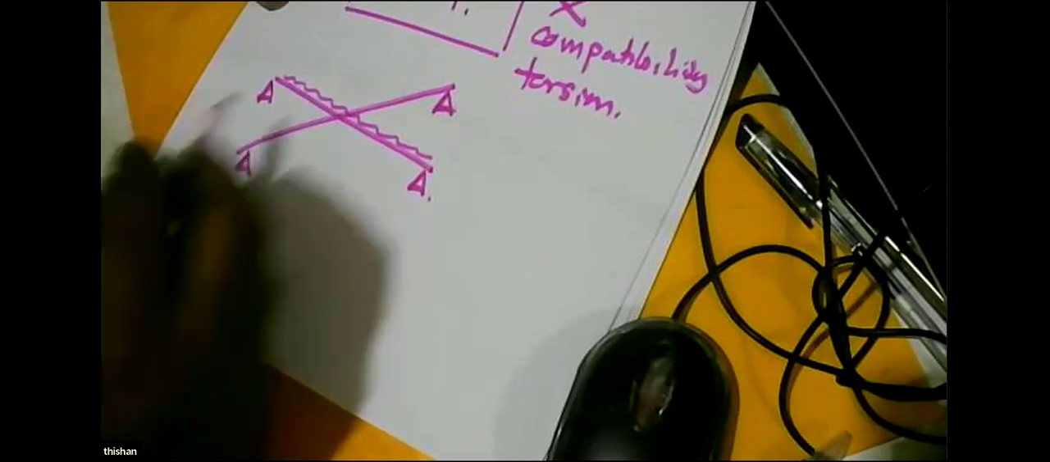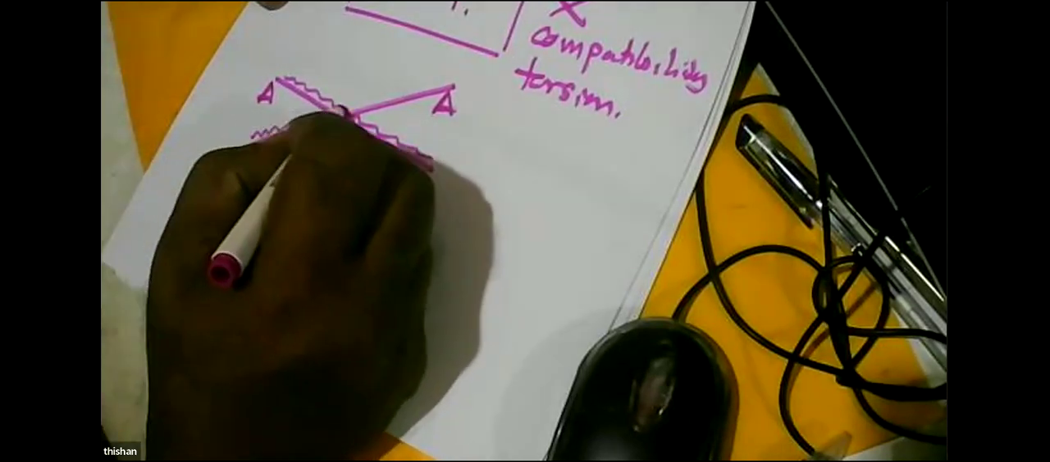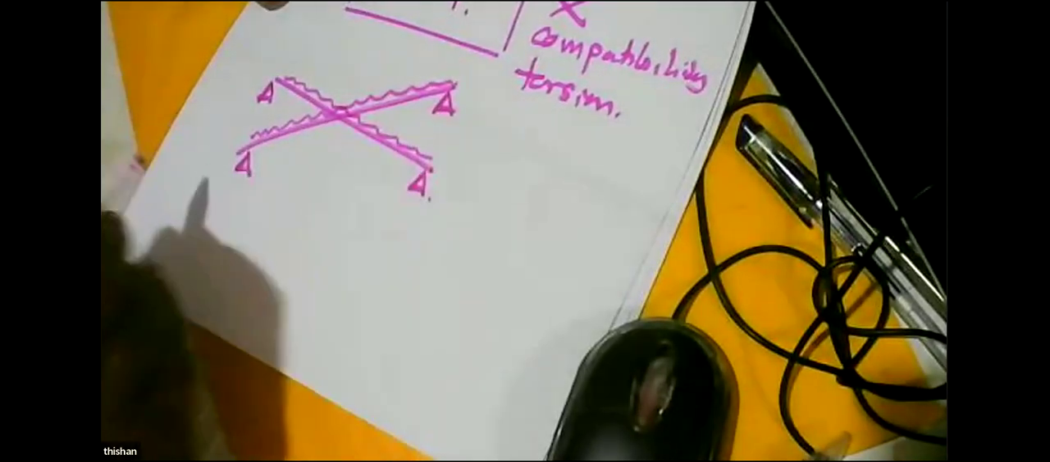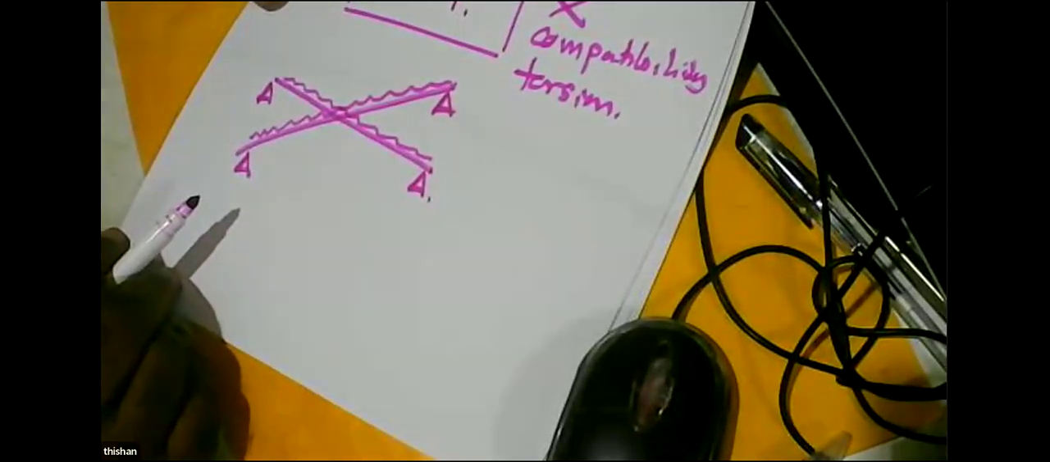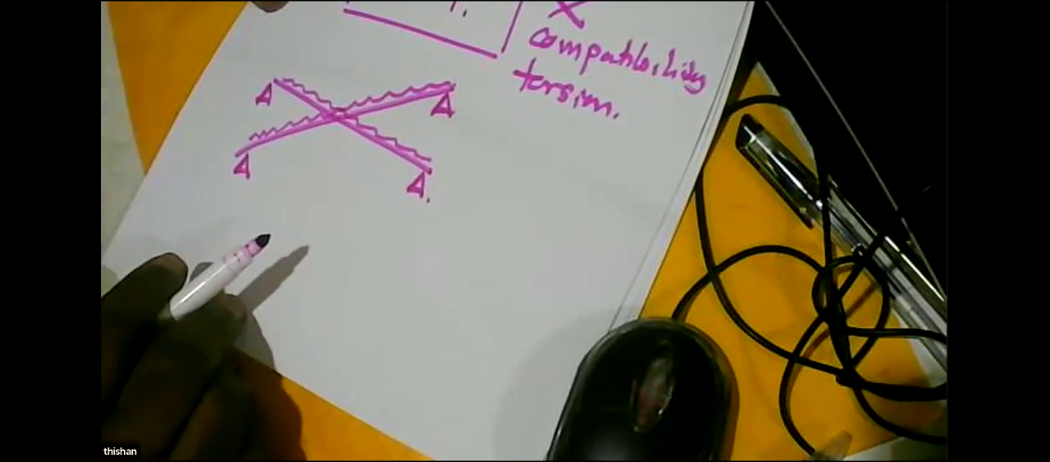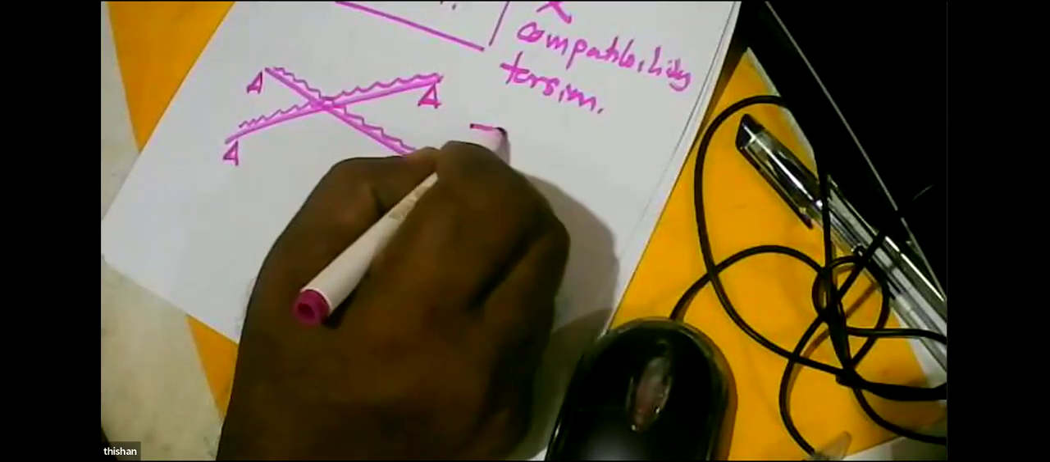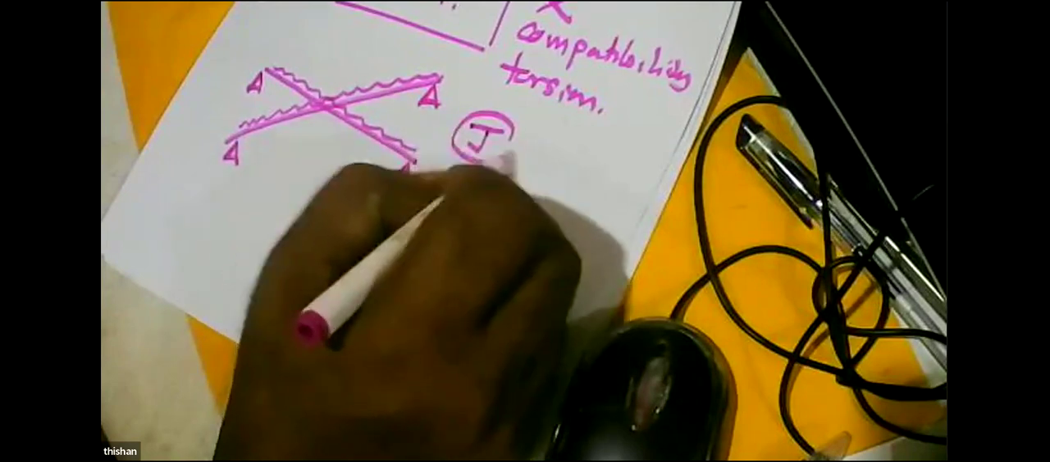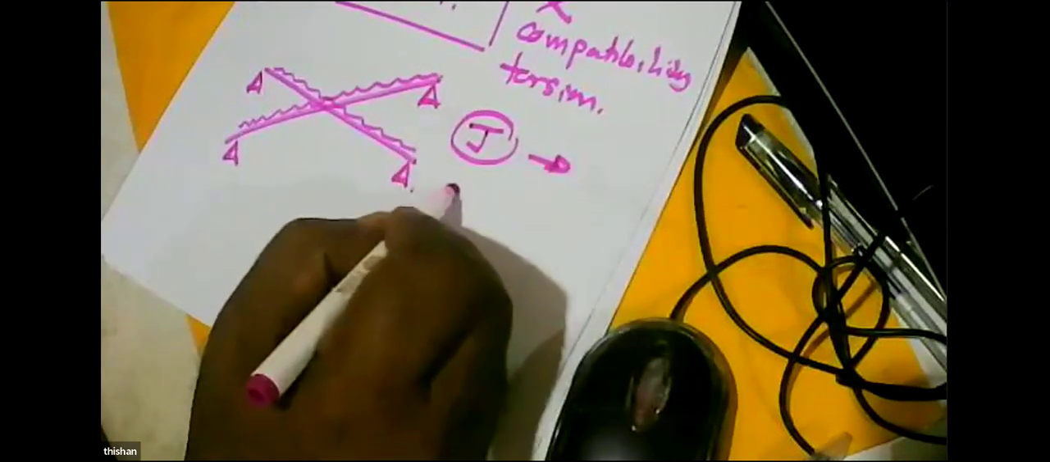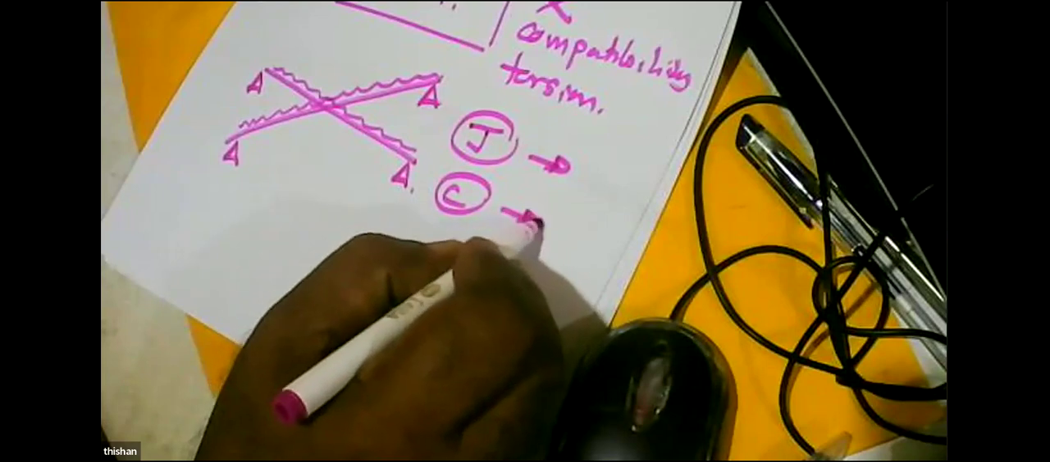But in this particular instance, if we say this is not torsional resistant, can the system exist? Yes, the system can exist. Then we say it's compatibility torsion, and what we do is we say torsional constant J or C close to zero when you are doing the analysis.